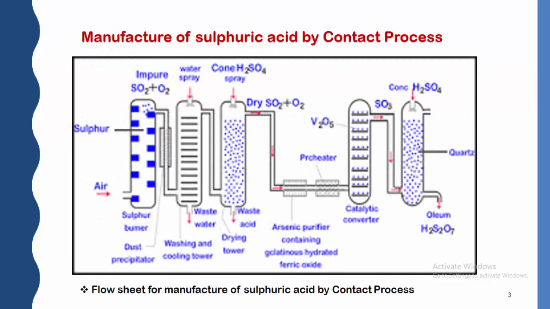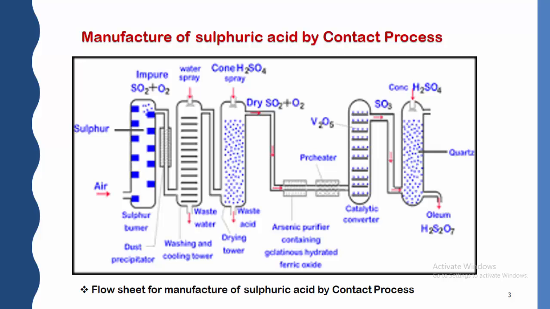This is the main flow sheet of the manufacture of sulfuric acid by the contact process. Here we can observe very clearly, from the left side, sulfur and air. As already discussed, the main raw materials for the manufacture of sulfuric acid are sulfur, any material containing sulfur as an element, as well as pyrites of sulfur, that is, sulfides: cadmium sulfide, copper sulfide, zinc sulfide, any sulfide materials.